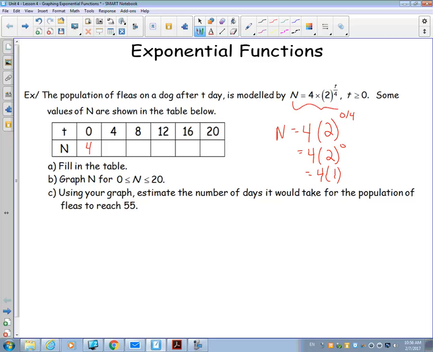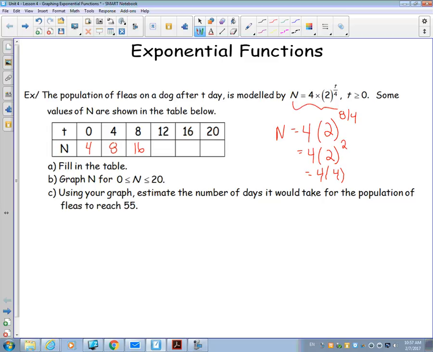As we work our way through the next ones, the only thing that's going to change is our exponent. Okay. So if it's t of 4 days, we get 4 over 4, which is 1. 2 to the power of 1 is 2. 4 times 2 makes 8. If we try 8 this time, 8 over 4 is our exponent. So now it's 2 squared. 2 times 2 makes 4. And 4 times 4 is 16.